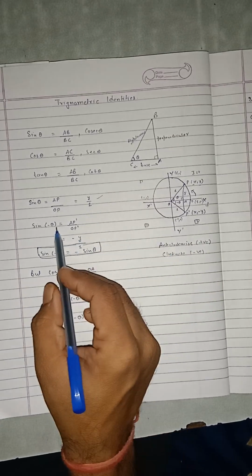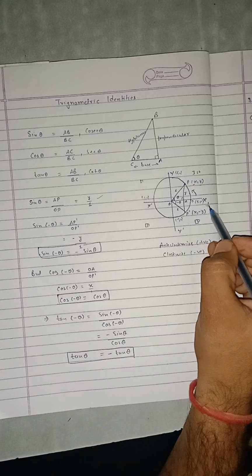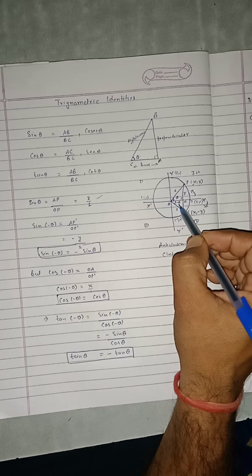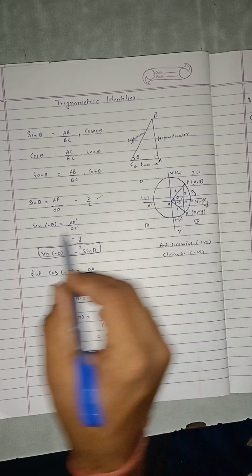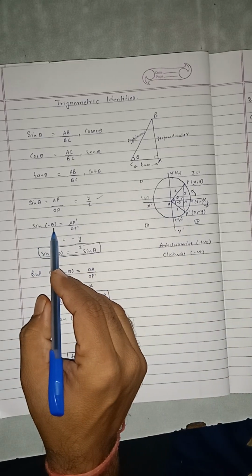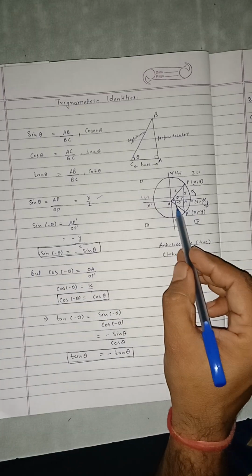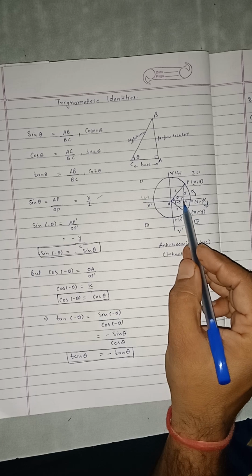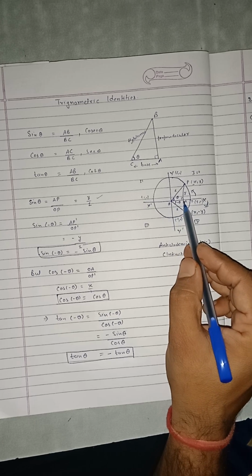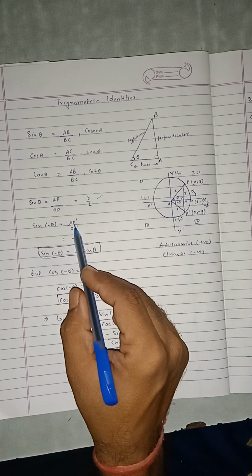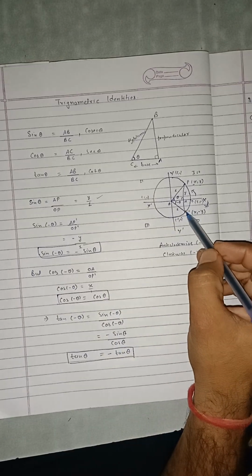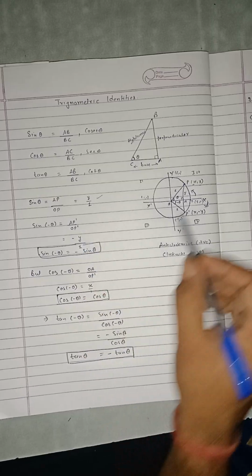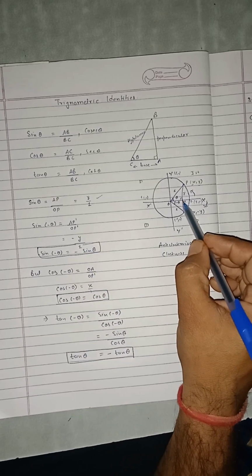But when we are moving in clockwise direction, we are moving in this direction, then this angle is taken to be negative, that is minus theta. So when we take sine minus theta, the triangle involved is OP dash A. In this triangle OP dash A, we take sine minus theta equals perpendicular AP dash upon OP dash. Again AP dash is minus y, as this is the negative y direction.